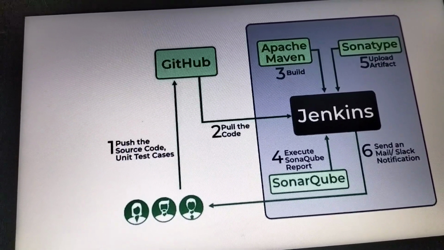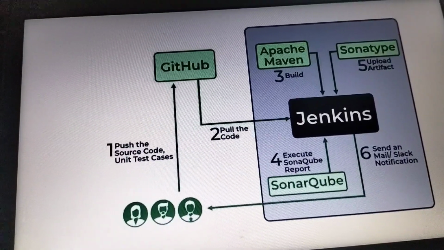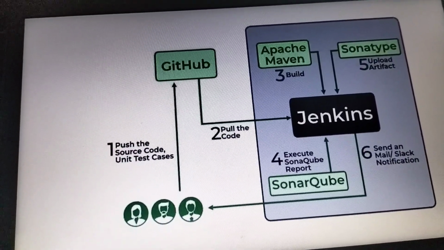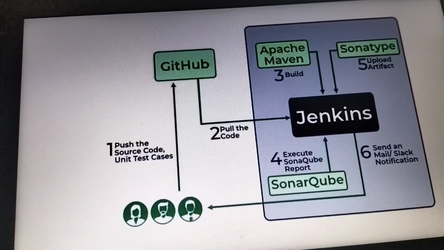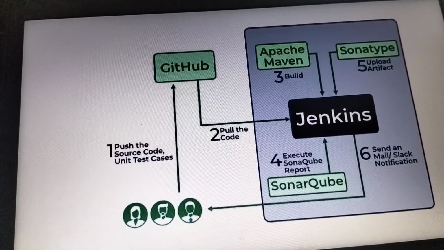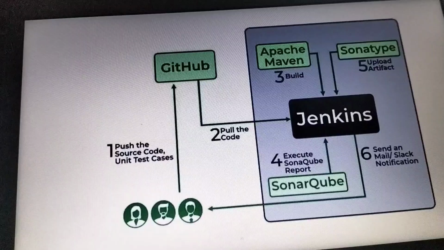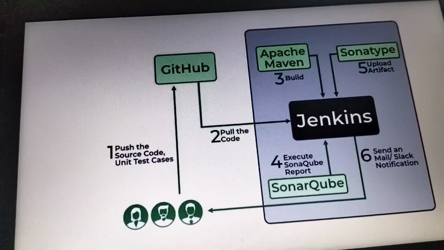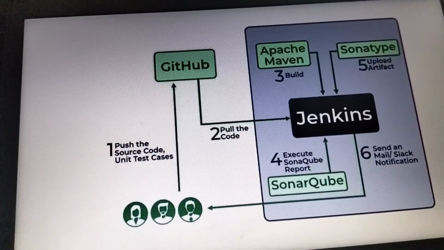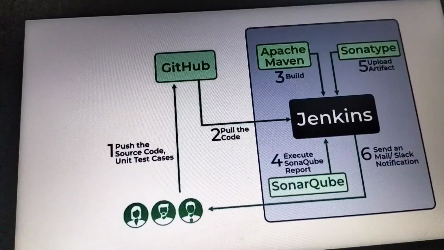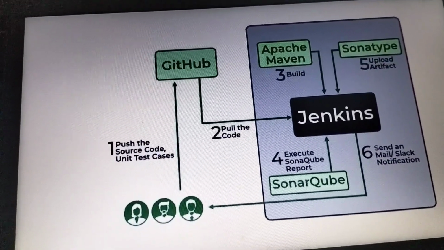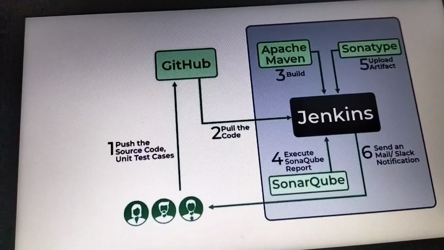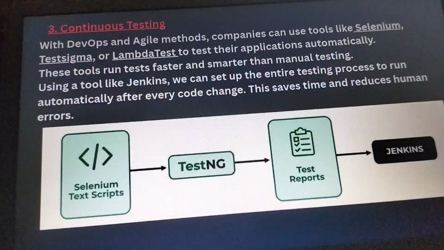Then in the sixth one, after the software is developed, if there is any message or any changes from the customer side, then that will be sent back as a mail or a Slack notification to the coders. Or if there is any error in the code, then that will also be sent as a mail or a ticket raised to the coders. This is the workflow of DevOps.